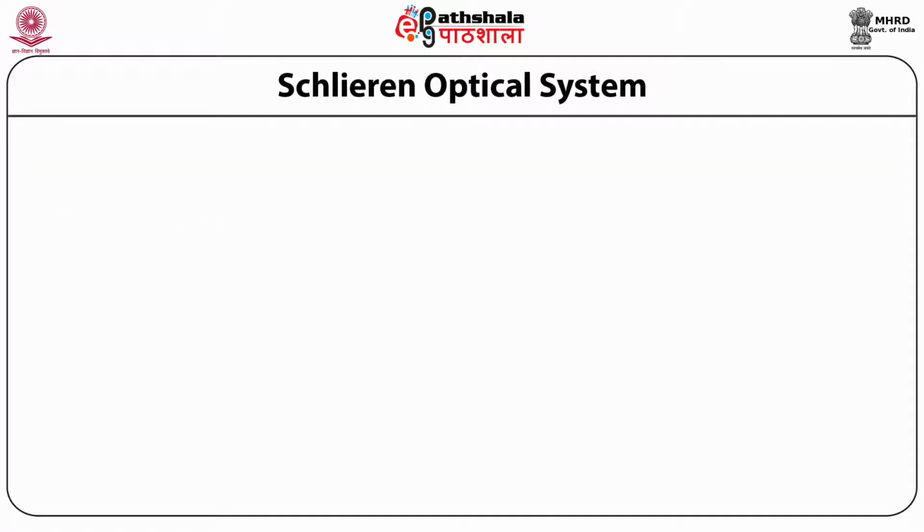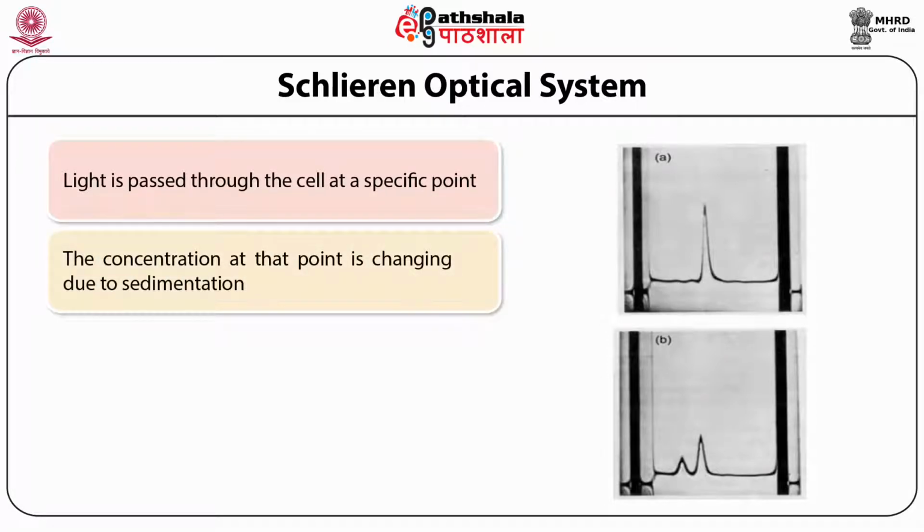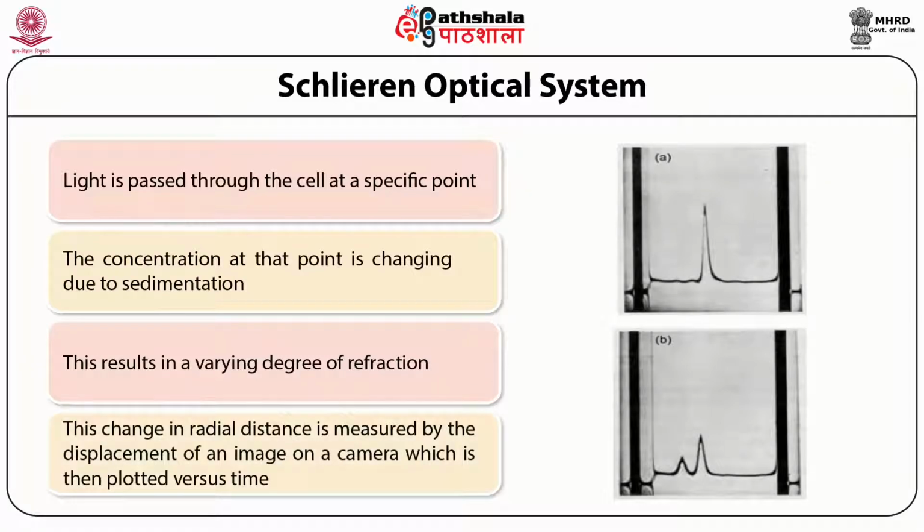So now we discuss the Schlieren optical system. In the Schlieren optical system, light is passed through the cell at a specific point. The concentration at that point is changing due to the sedimentation. This results in varying degrees of refraction, and this change in radial distance is measured by the displacement of an image on a camera, which is then plotted versus time. You can see here in picture A and picture B.